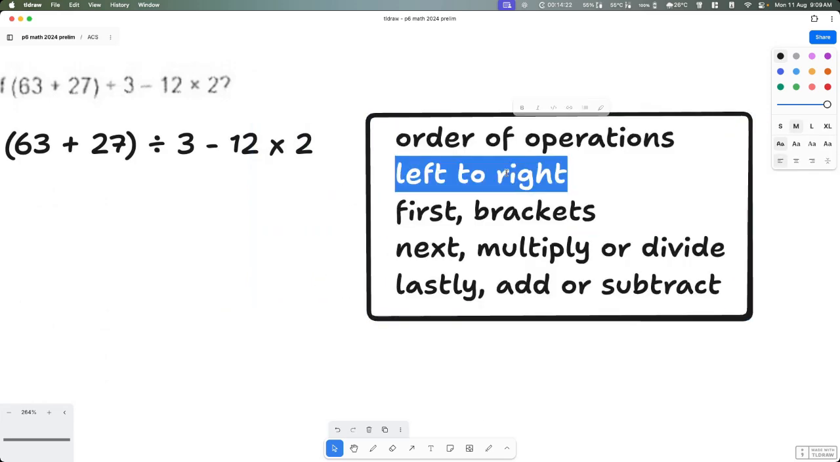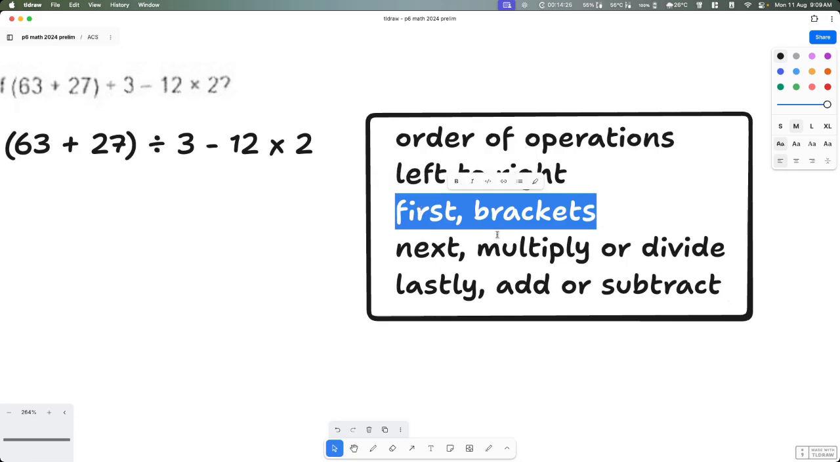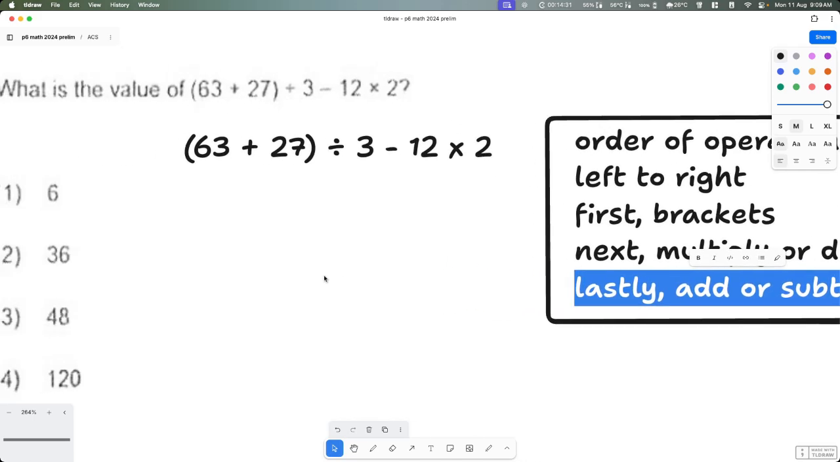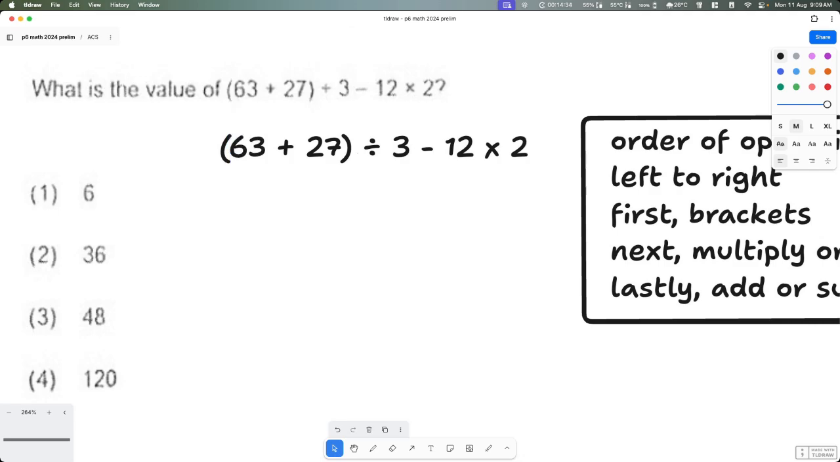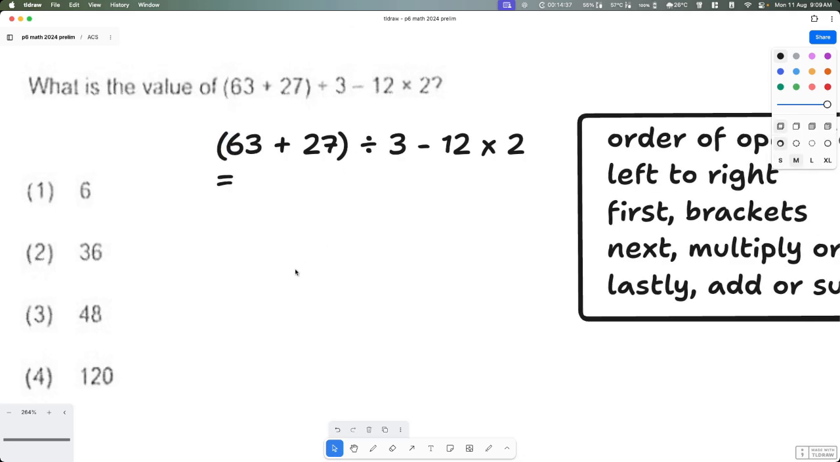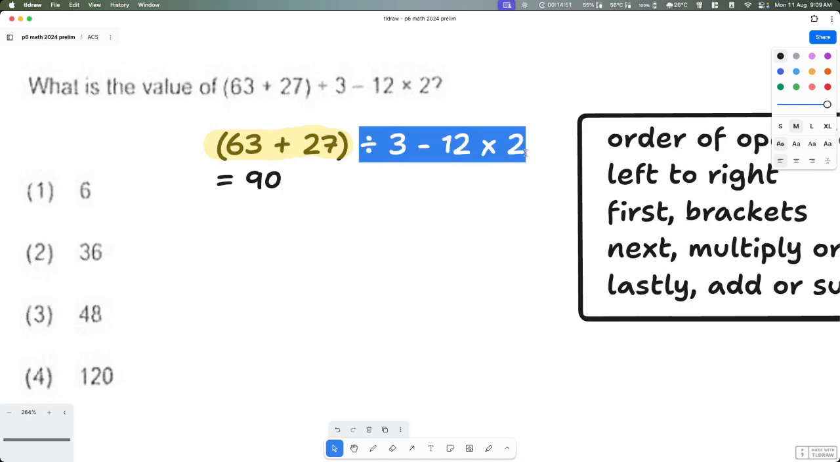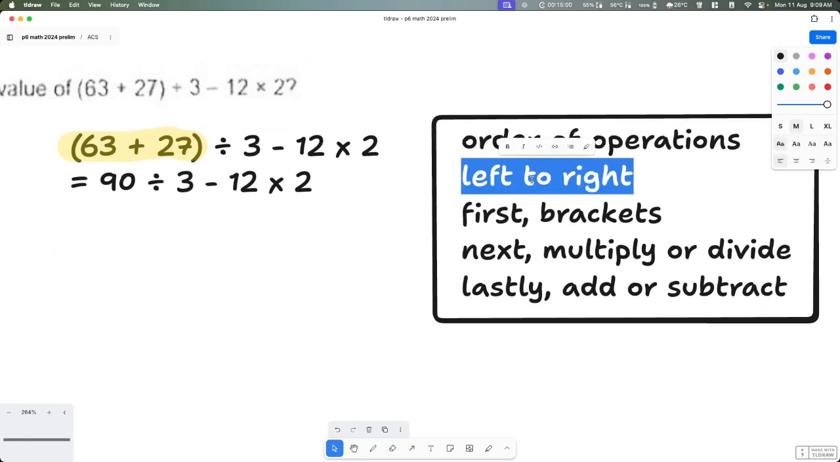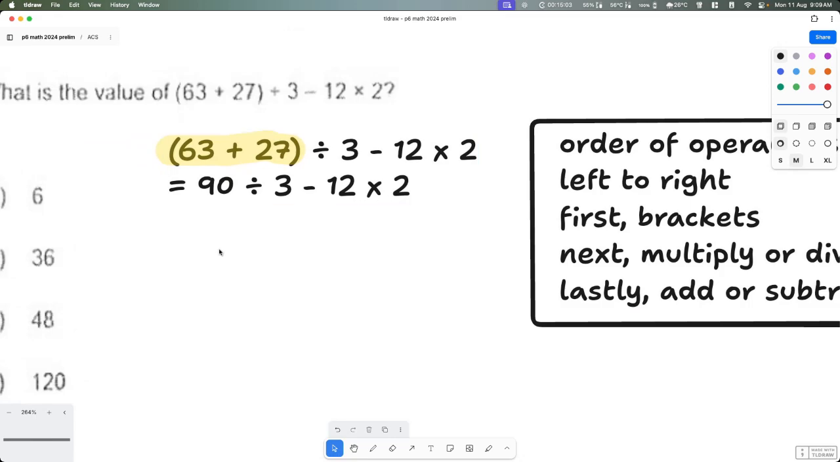Over here, we have this thing called order of operations. From left to right, the first thing is we need to do the brackets. The next thing is we multiply or divide. And lastly, we add or subtract. So in this equation, what do you think we need to do first? If your answer is 63 plus 27, you are right. 63 plus 27 gives us 90. And then we have the rest of the equation. The next one is, do we divide or do we multiply? This is where you need to go left to right, so that means we need to divide.